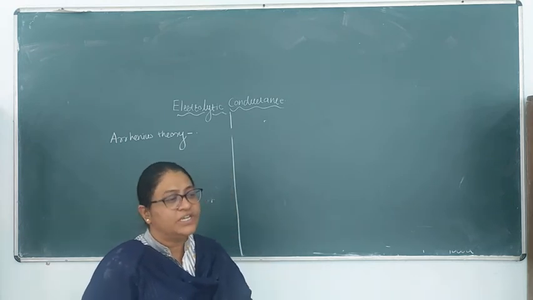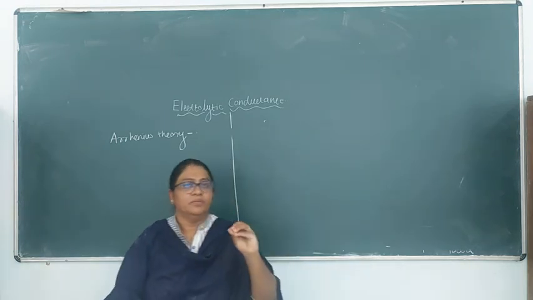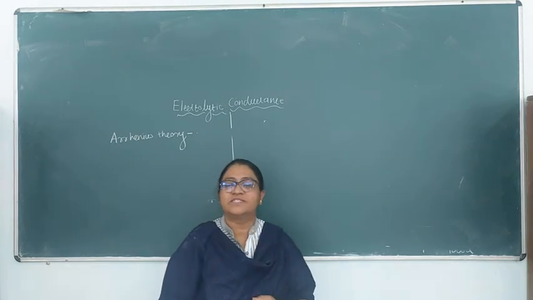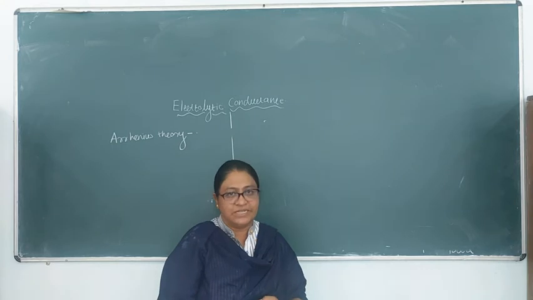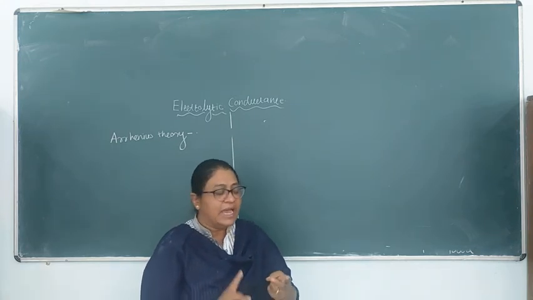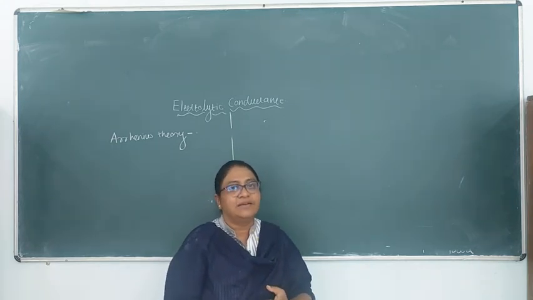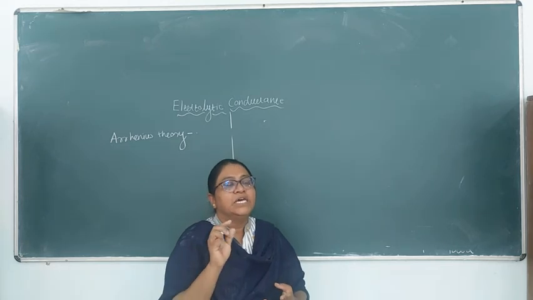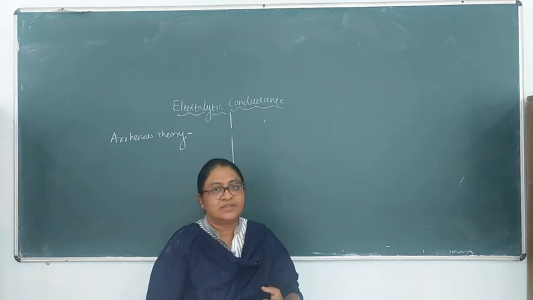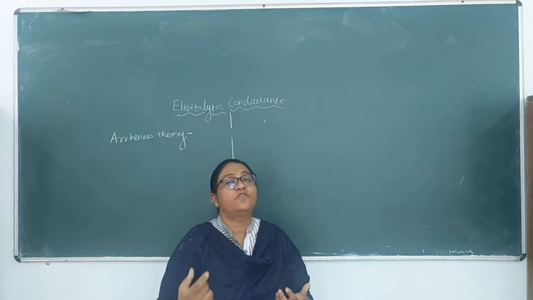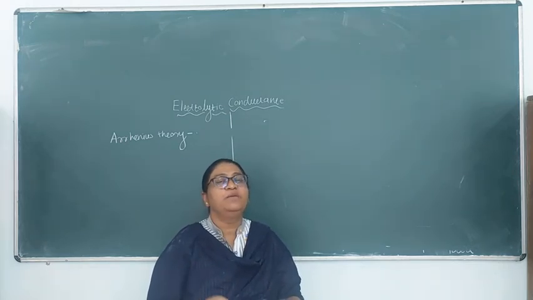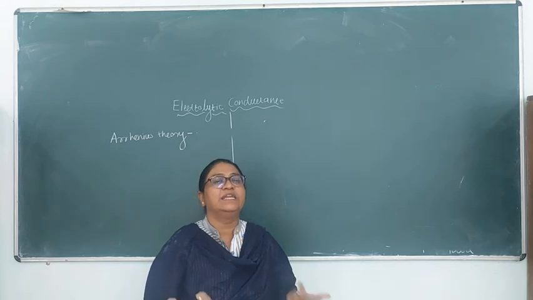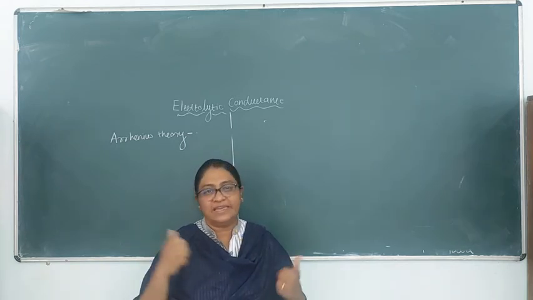Arrhenius theory, what are the main assumptions of this theory? The first assumption is that the electrolytes dissociate partially. This is the first assumption. And the second is that when the electrolyte dissociates, the ions which are formed are independent, or they migrate independent of the other ions.